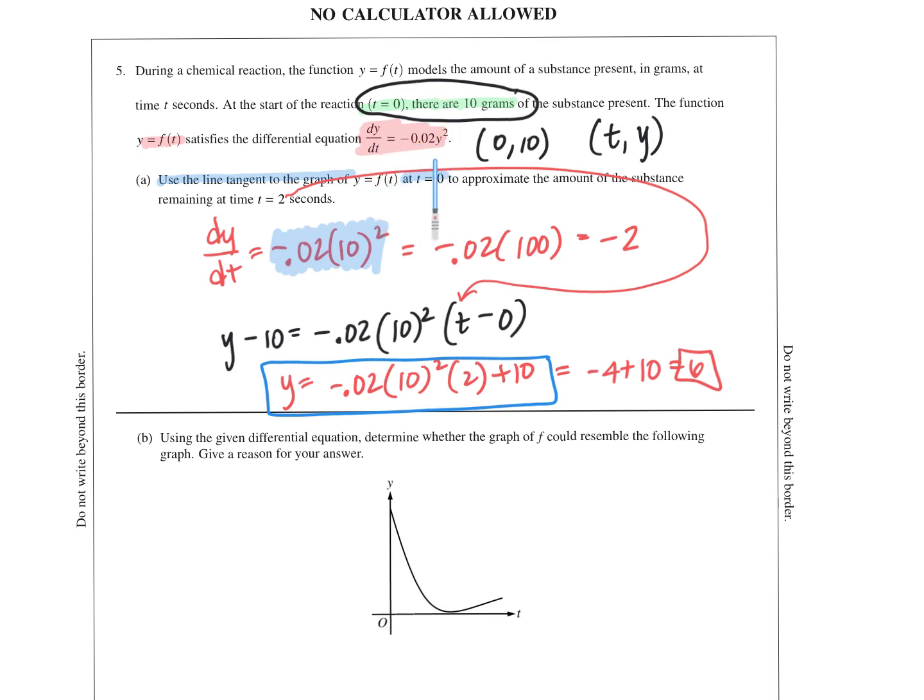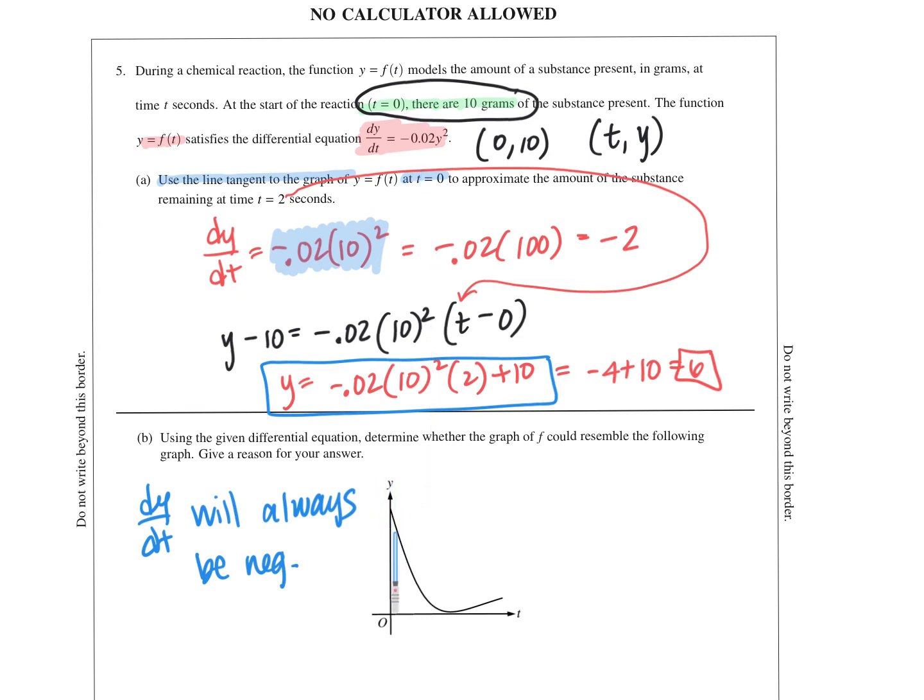No matter what y value we put in here, what is my derivative always going to be? Negative. So do we agree dy dt will always be negative? Because of that negative 0.02, no matter what we plug in for y, my slope will always be negative. How are we supposed to even know? Look at what it says: using the differential equation, determine whether this could be a graph of f. Could this function have this derivative? No. Why?